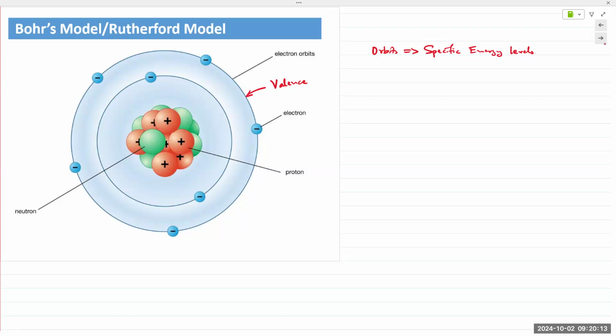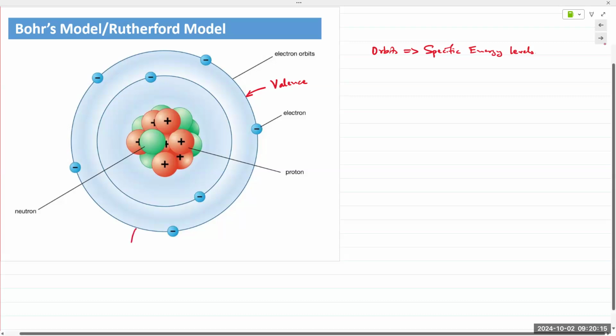Now, this is not silicon. This is just random. It has 5 electrons in the outermost orbit. It's not silicon.